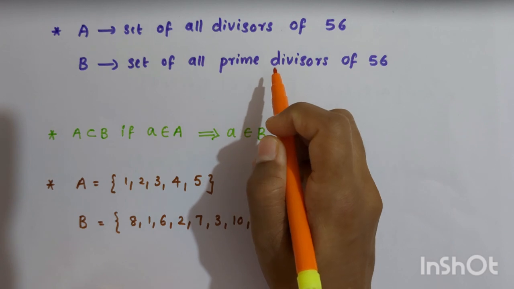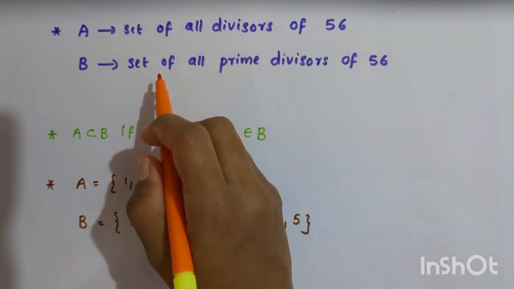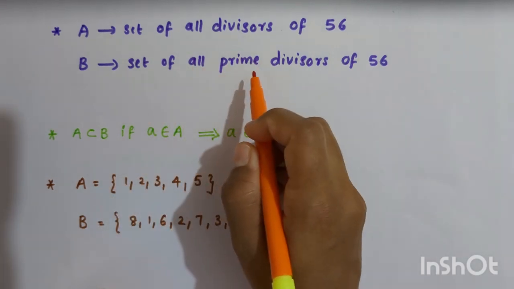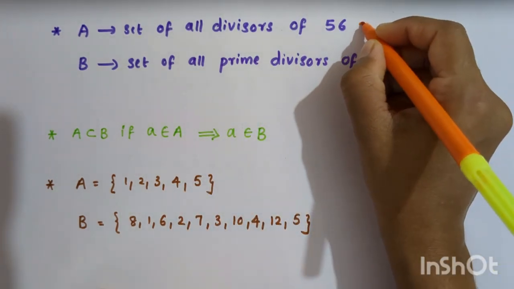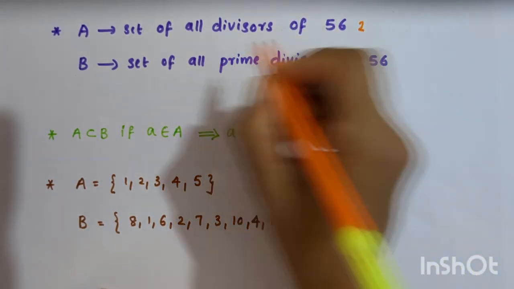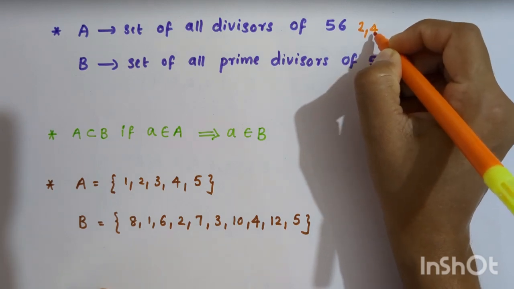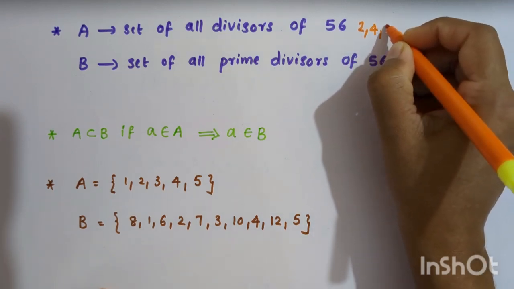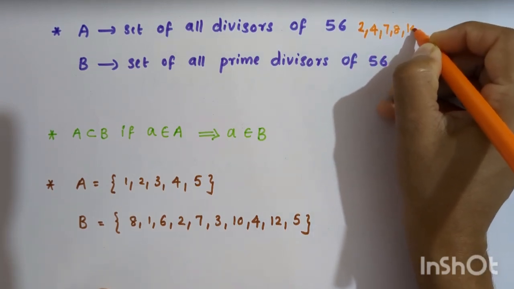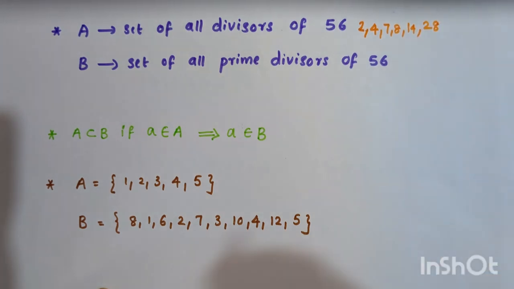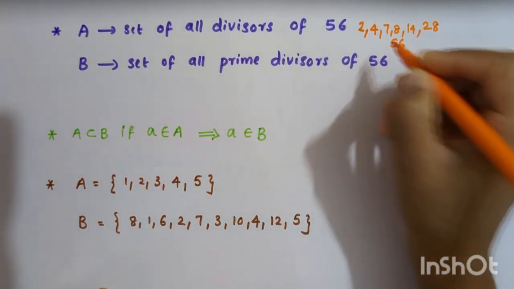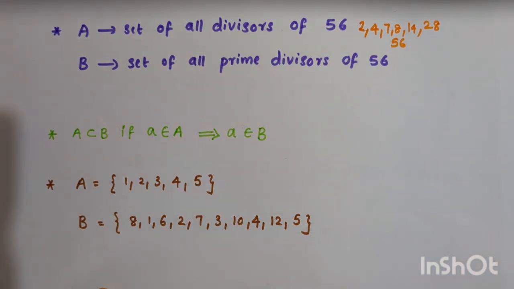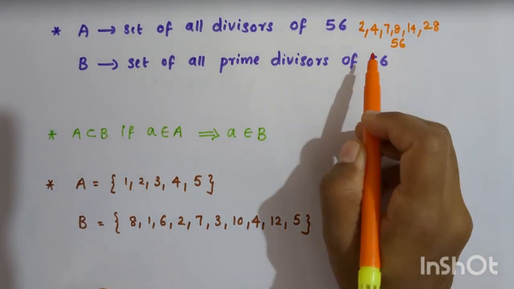So all divisors of 56, that is the set A. Which are the elements contained in set A? All divisors of 56. So 2 is an element in the set A, 4 is an element in the set A, then 7, 8, 14, 28. All these are divisors of 56, and even 56 is a divisor of 56. So set A has these elements in it.